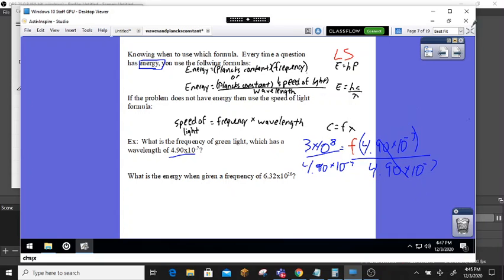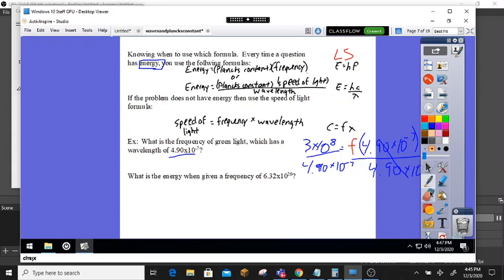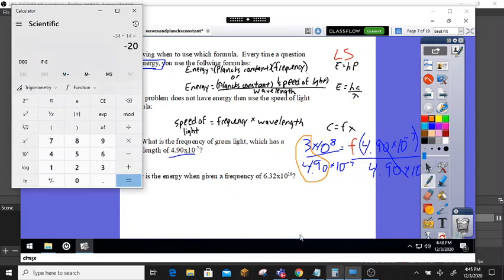This cancels. Let's see if I can write that better. It should be a 9. Okay, so in solving these, don't get scared. Do the same thing, right? Let's take care of this right here. 3 divided by 4.90, and I get 0.61.